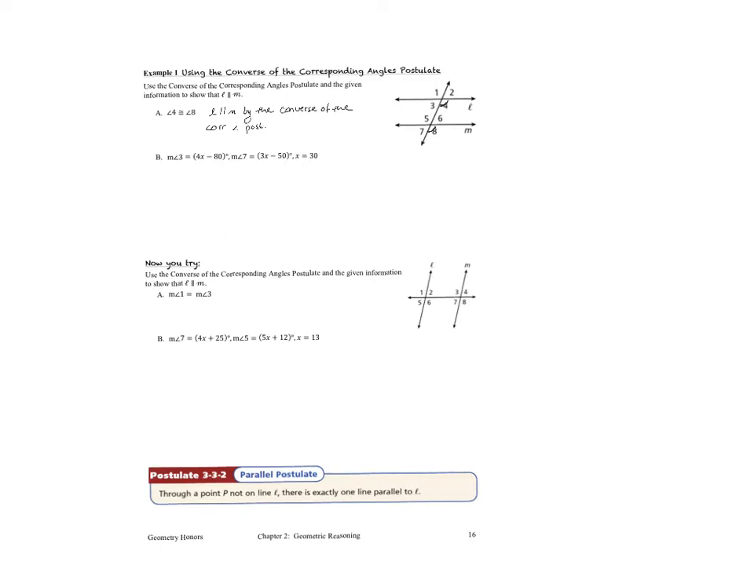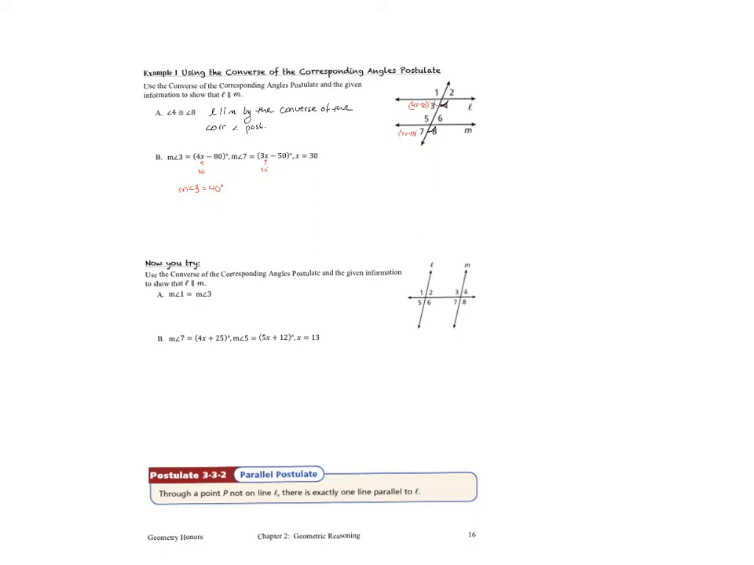Now let's look at measure of angle 3. Measure of angle 3 is 4x minus 80 degrees. The measure of angle 7 is 3x minus 50 degrees. Notice those are corresponding angles, and they're telling us that x is 30. Well, if I replace these x's with 30, let's see what happens. We end up getting 4 times 30, which is 120, minus 80 is 40 degrees. So the measure of angle 3 is 40 degrees.